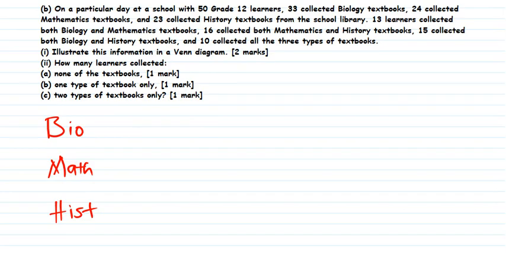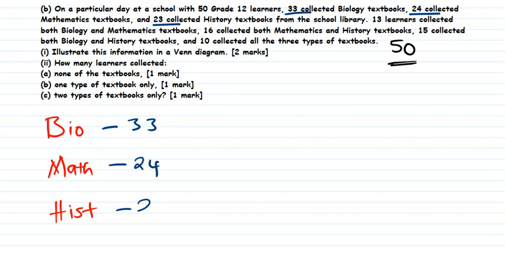So let's start. We'll start from the top. Don't forget our total is 50. So the next thing we are told, 33 of them got biology, 24 of them got math, and then 23 history. Already if you add these numbers, they are already going to exceed 50, so there's something that we need to do to them.